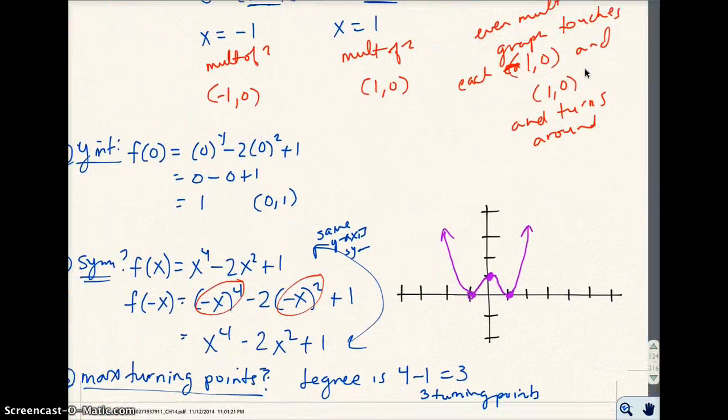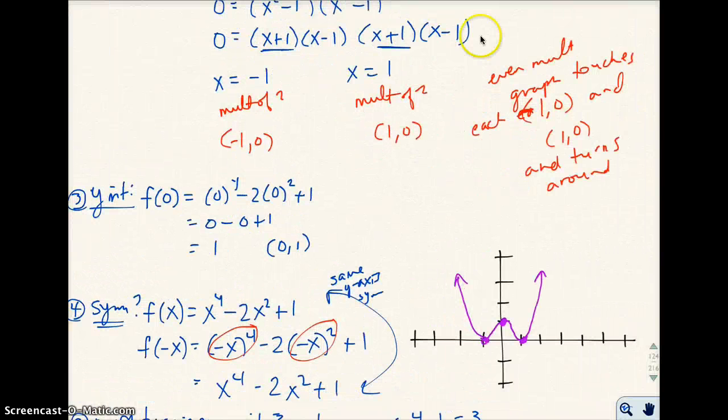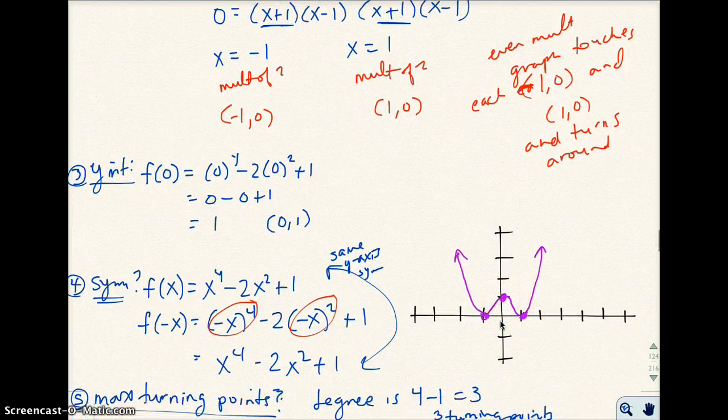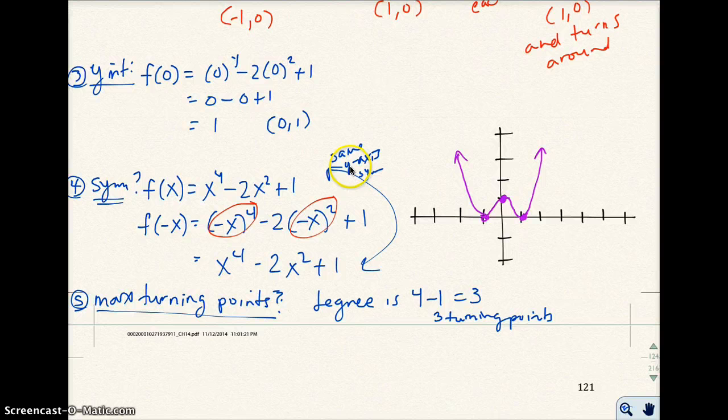Okay? It does exactly what it said it would do. It says I have rise left, rise right. It touches each zero and turns around because it has a multiplicity of 2. My y-intercept is there. I told myself it should have y-axis symmetry. Here's the y-axis. Is it symmetrical across the y-axis? Yes. And max turning point told me I should have 3 turning points. Here's 1, 2, 3. So there's a good sketch of my graph for this polynomial function.